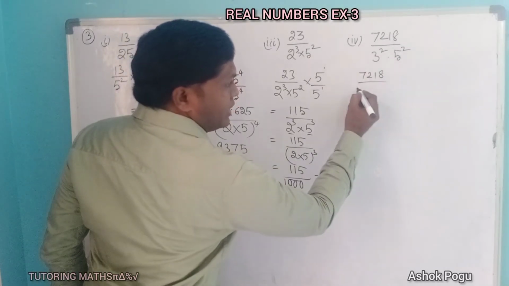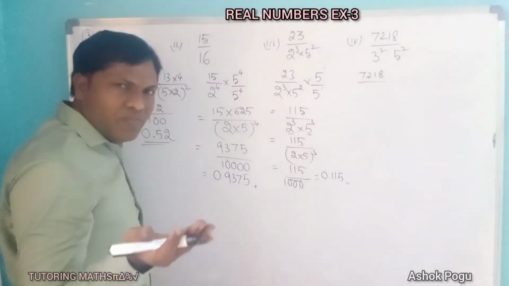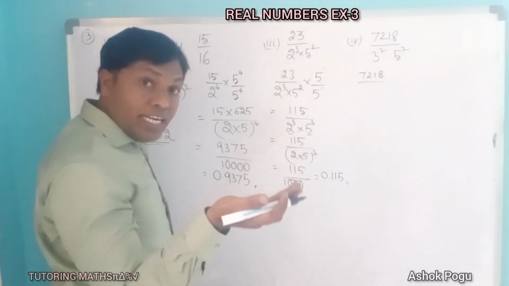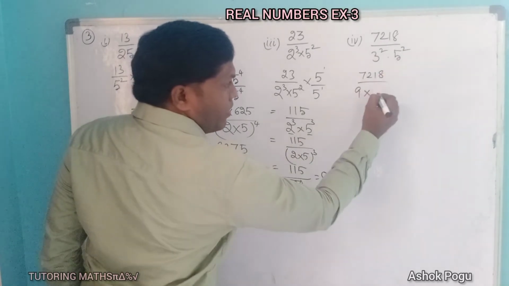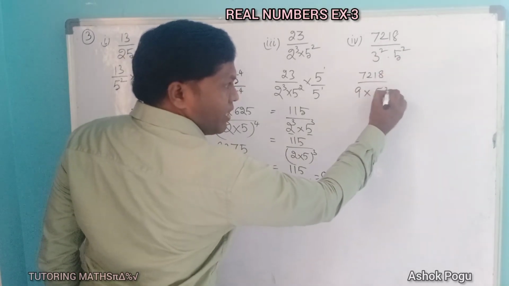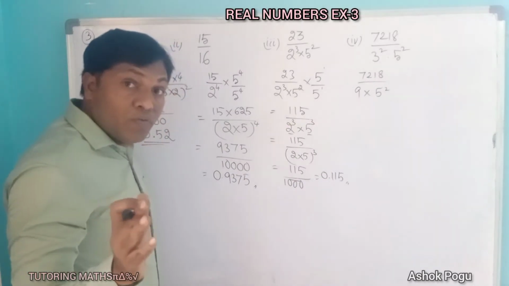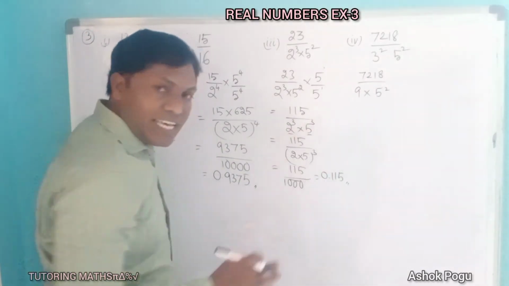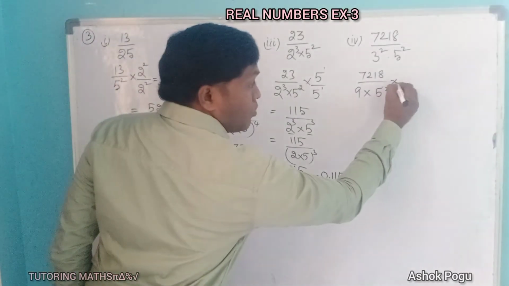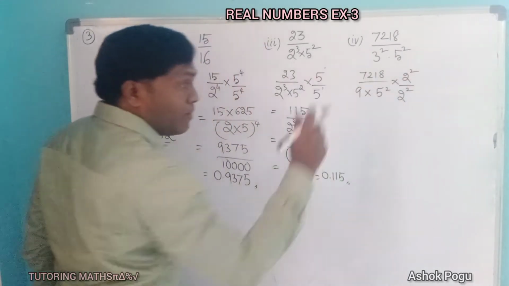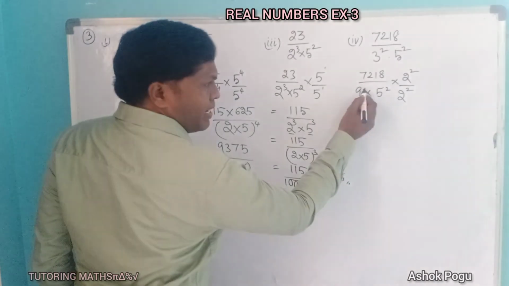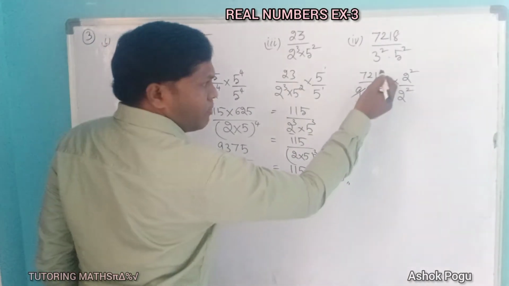72 by 118 by 3 square. Actually we don't require 3, we require only 2 squares. 3 square is 9 and 5 square means 5 square. What is required now? We require 2 square, because 5 is there, we require 2 square. So multiply and divide by 2 square. Let us check by 9 table, because they are common factors.